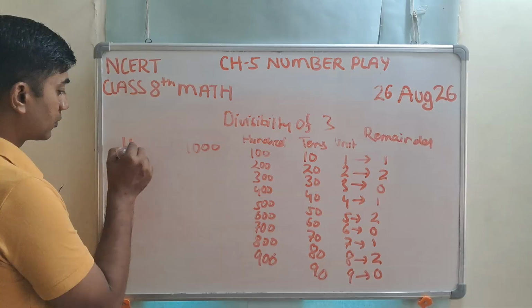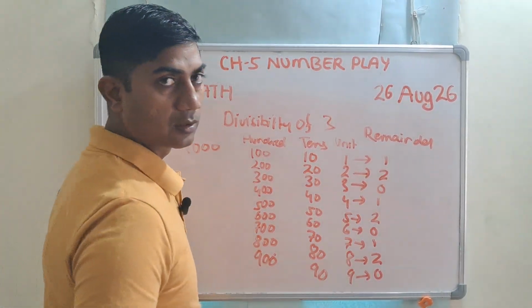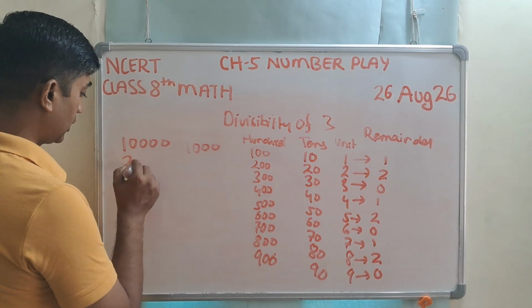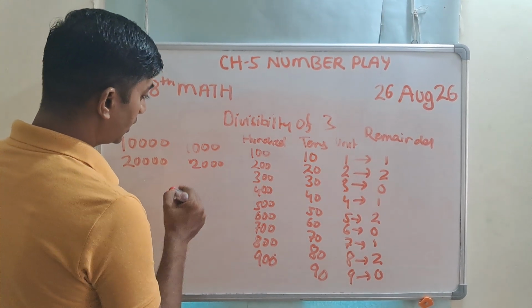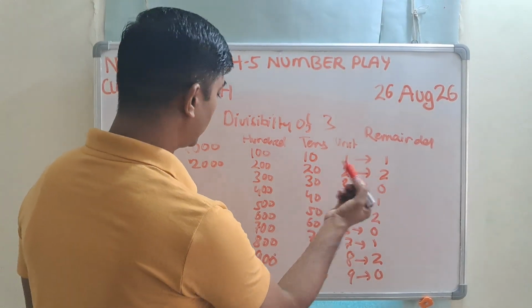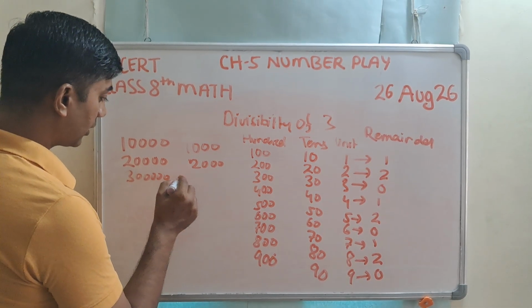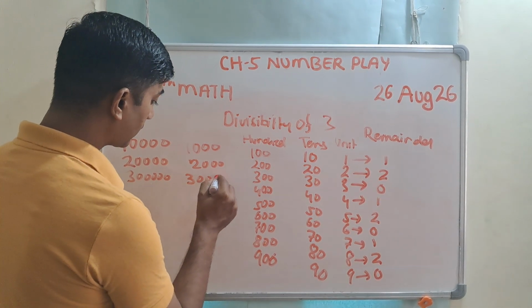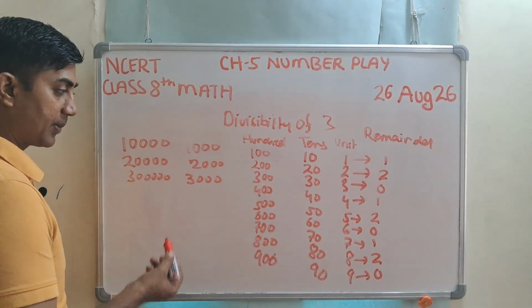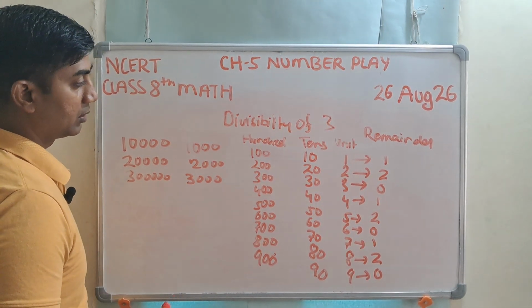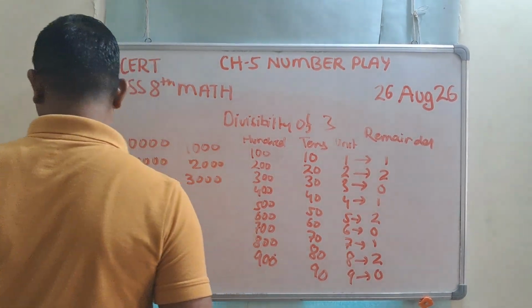any number of 0s, you will always get the remainder 1. This is also the case: you will always get the remainder 2. And in this case, any number of 0s you are placing, you will get the remainder 0. And likewise, this will happen in all the terms. Now we will apply this to a particular number. Then we will see what happens.